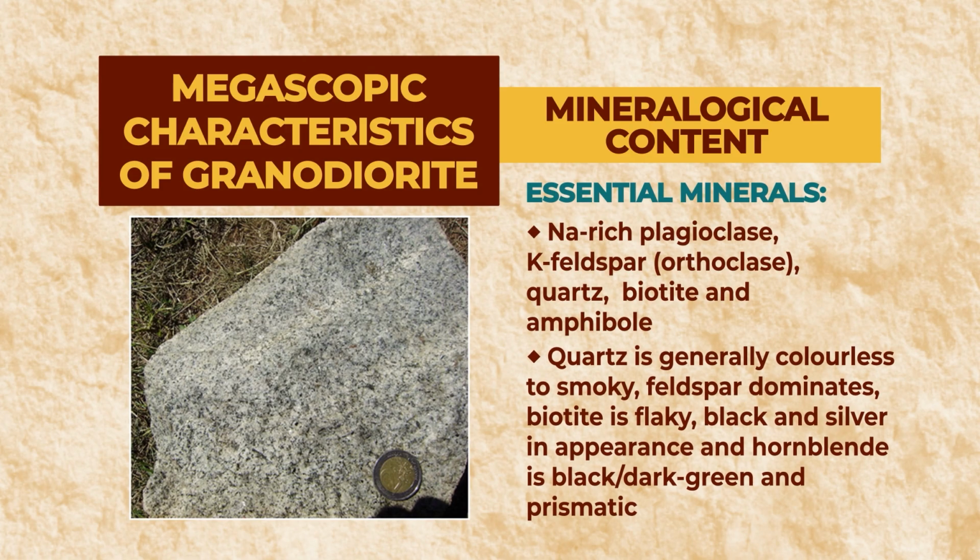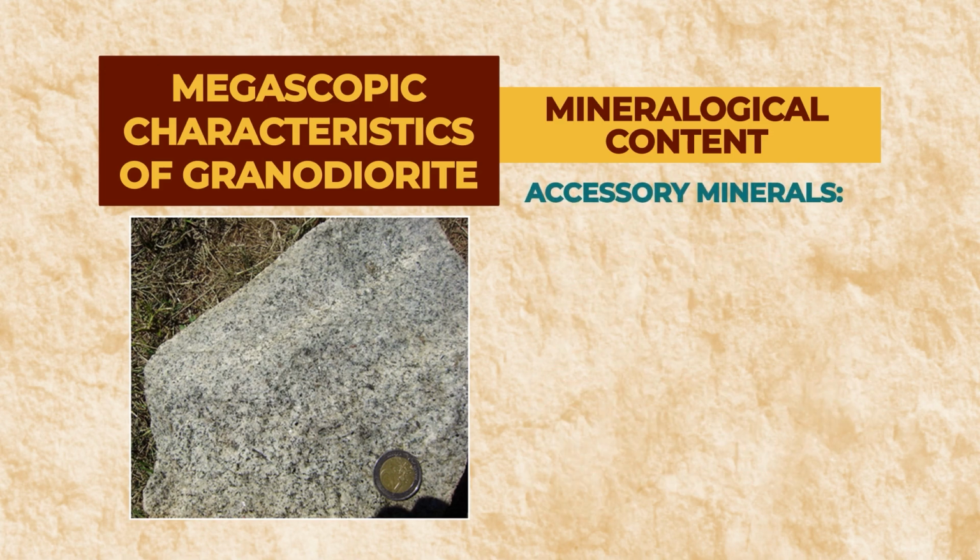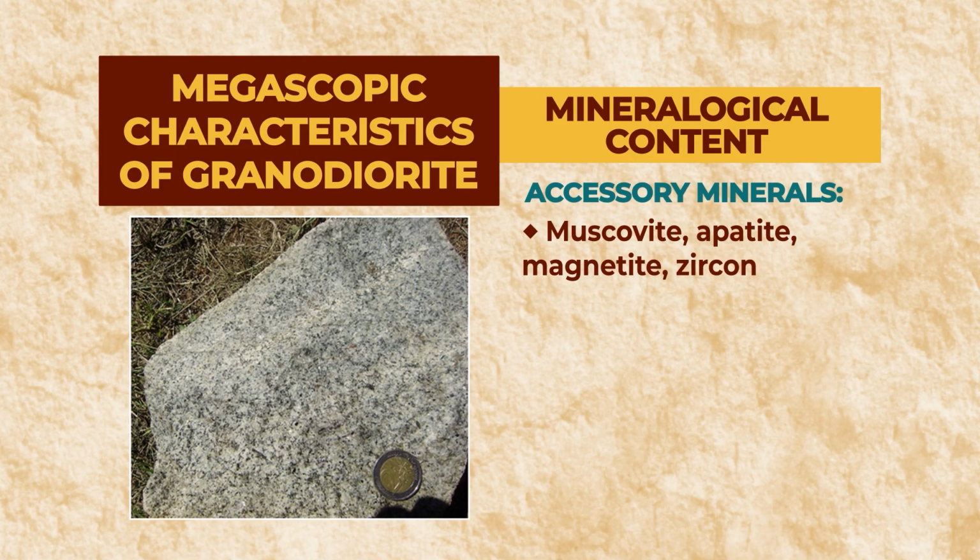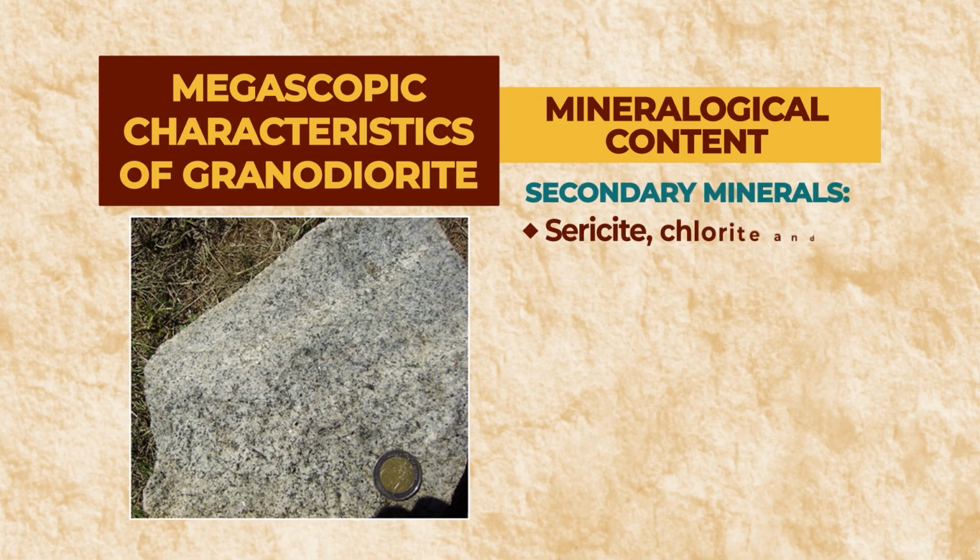The quartz usually looks colorless or smoky. Feldspars are the dominant constituent of this rock. Biotite usually is clay-y, black and silver in appearance, and the hornblendes are usually black, dark green, and usually occur as prismatic crystals. Accessory minerals in granodiorite include muscovite, apatite, magnetite, and zircon. Secondary minerals are sericite, chlorite, and epidote.